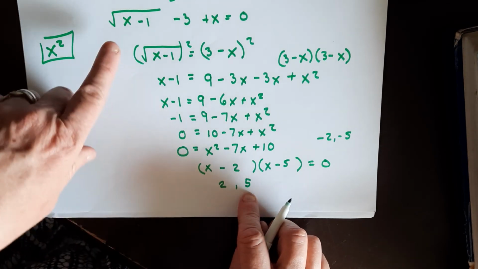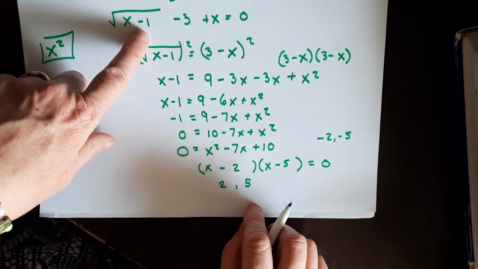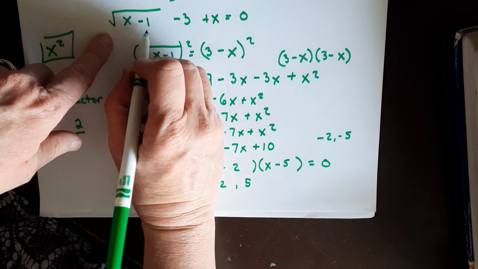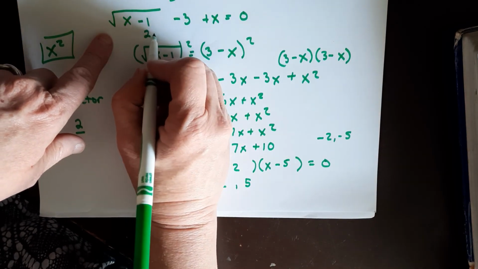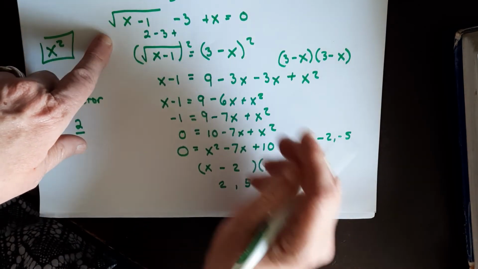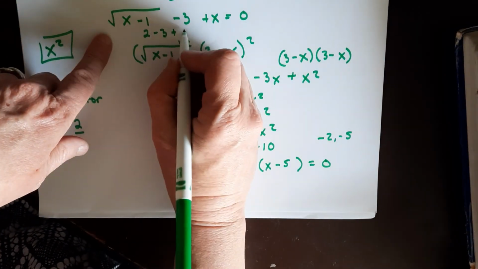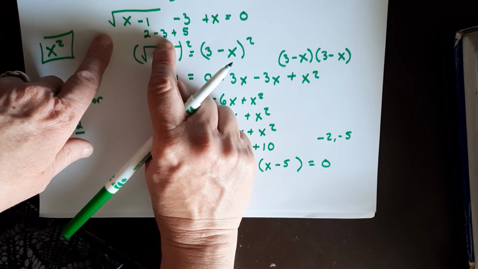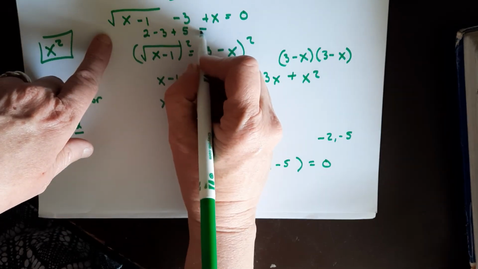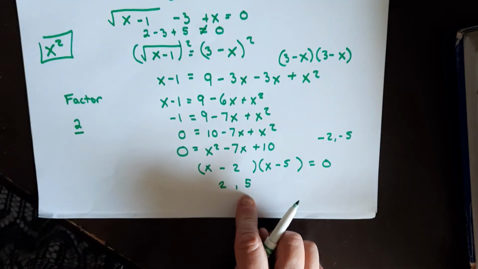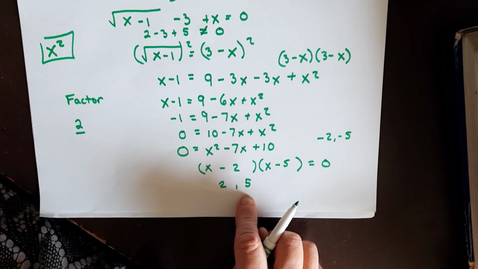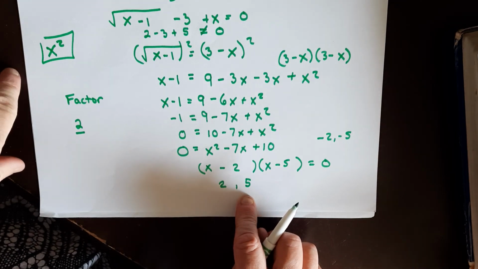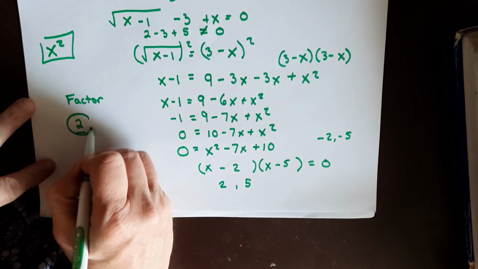Let's put in 5. 5 minus 1 is 4, and the square root of 4 is 2. We're going to subtract 3, and then we're going to add our new x, which is 5. 2 minus 3 is negative 1. Negative 1 plus 5 does not equal 0. So the 5, in this case, does not work. So the only answer for this one is just 2.